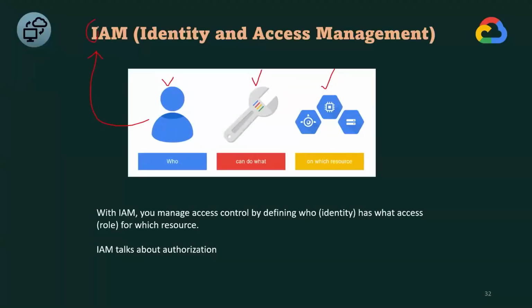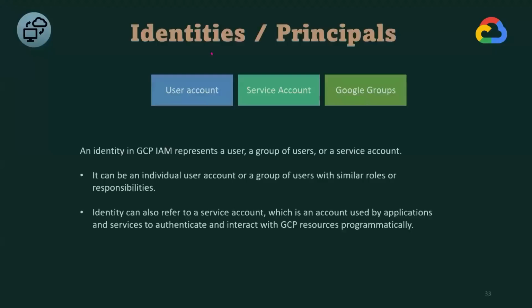In IAM, I stands for identities or principles. An identity can be a user account or a service account or a group of accounts. You can see here, an identity can be an individual user account or a group of users with similar roles or responsibilities.